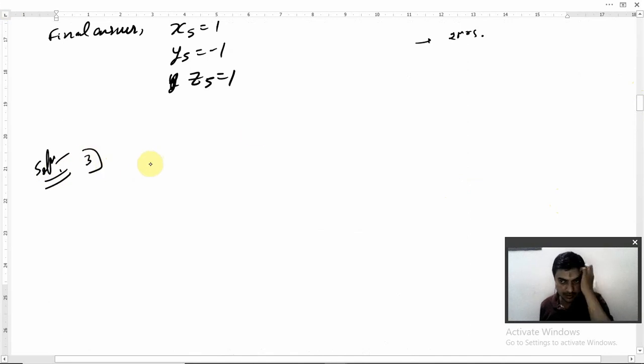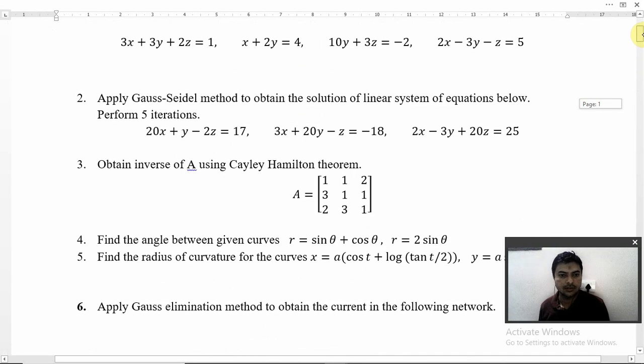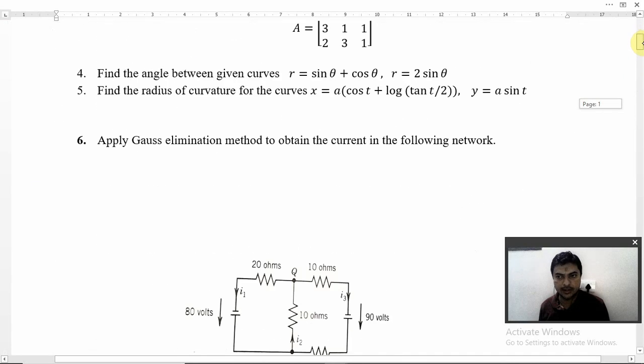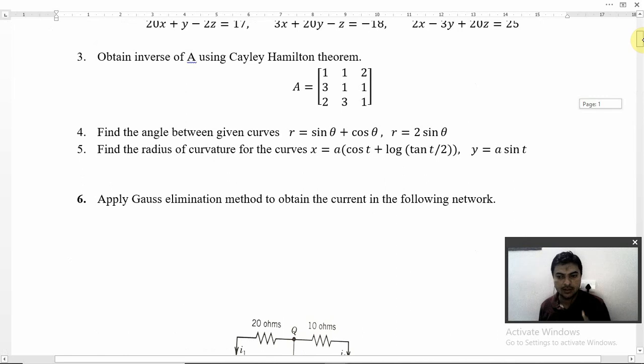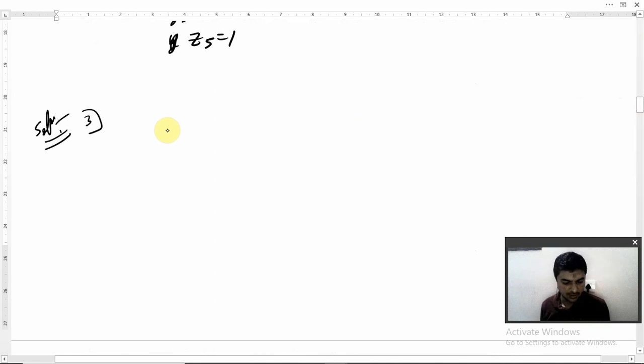Okay, next I am going to go with the next simple option I have, that is third one, obtain inverse of matrix. I am going to take, like third, obtain Cayley-Hamilton theorem. I will use this directly. I am going to take the matrix A. I will use the Cayley-Hamilton theorem here. So just take Cayley-Hamilton theorem.